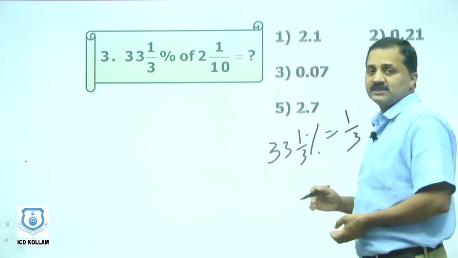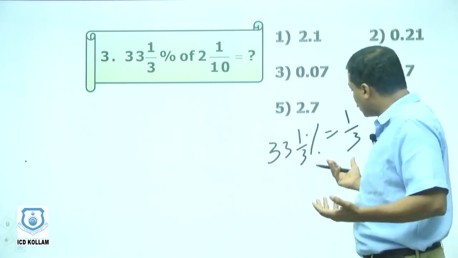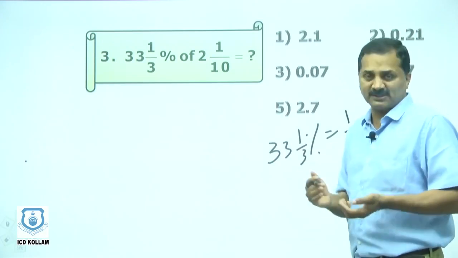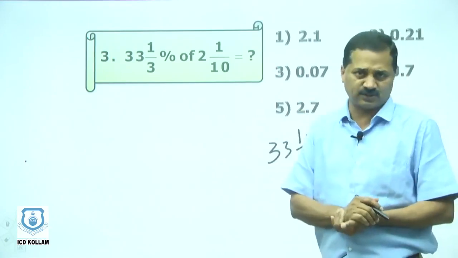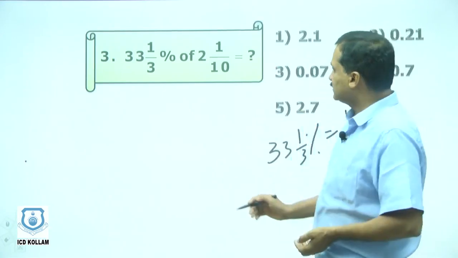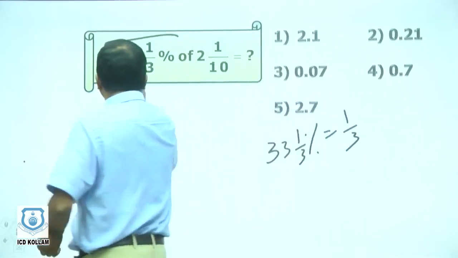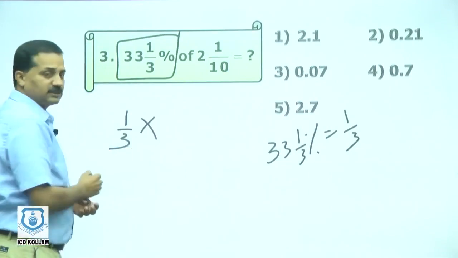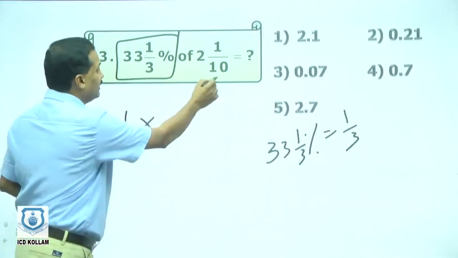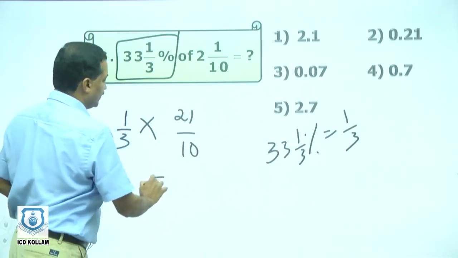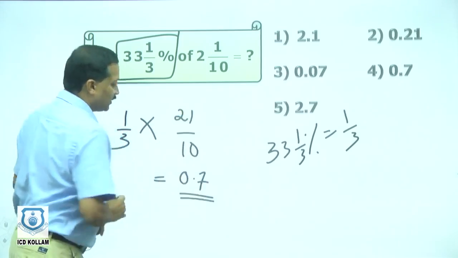Double of it, 66 and 2/3 is 2 by 3. Half of it, 16 and 2/3, 1 by 6. These are popularly asked fractions. So better learn them by heart. 33 and 1 by 3%, what is the value of this? 1 by 3. Of means multiply. 2 and 1 by 10 means 20 plus 1, 21 by 10. So this is 7 by 10, 0.7 is your answer.